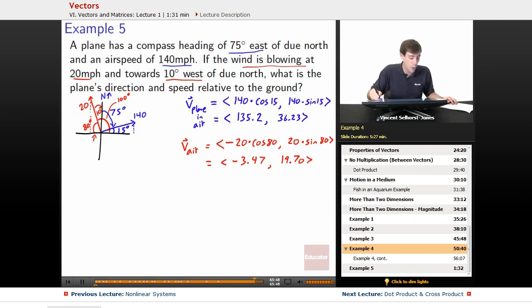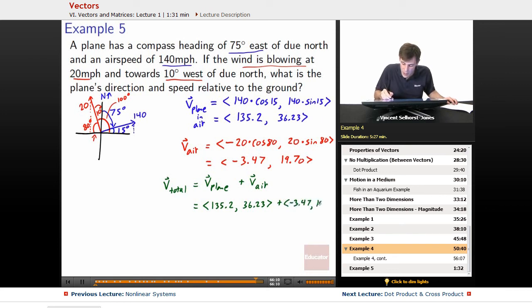Great. All right, so if we want to figure out the combination of the two, if we want to figure out what is the total motion of the plane relative to the ground, that's going to be the plane's motion relative to the air plus the air's motion relative to the ground. We just figured out what each one of those is, so 135.2, comma 36.23 was our plane's motion, plus negative 3.47, comma 19.70. And so in total, that gets us 131.7, 55.93.